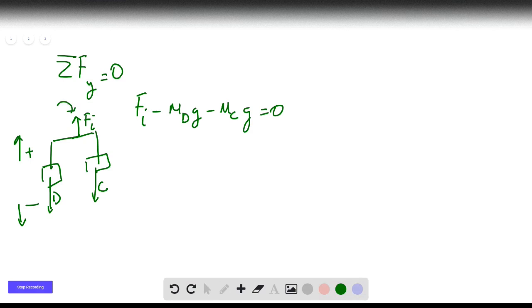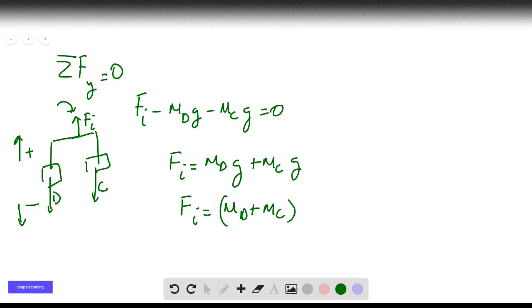Downwards is negative, upwards is positive. So that means the force that's holding those two positions is going to be a positive force, and the other ones are going to be negative. And so Fi becomes equal to MDG plus MCG. We can simplify that. Fi becomes MD plus MC times G.